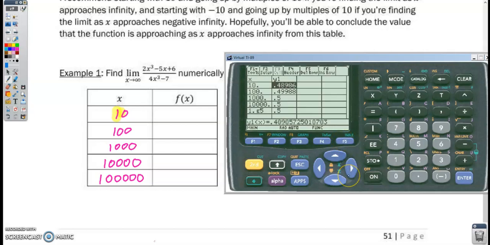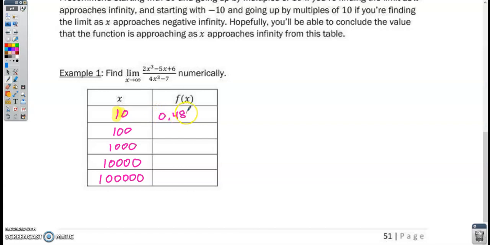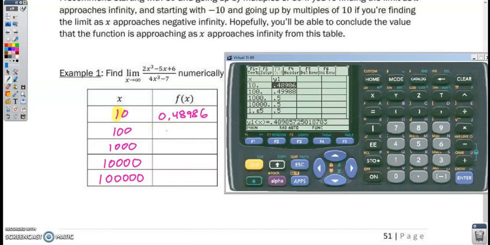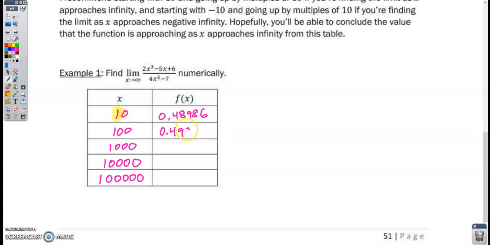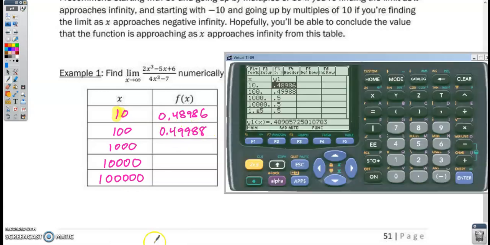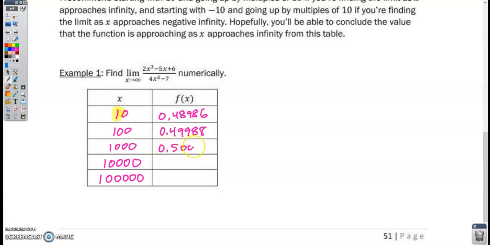And we see what's going on in the right-hand column here. We've got 0.48986, and then we've got 0.49988, and it looks like all the rest of them round to 0.50000.